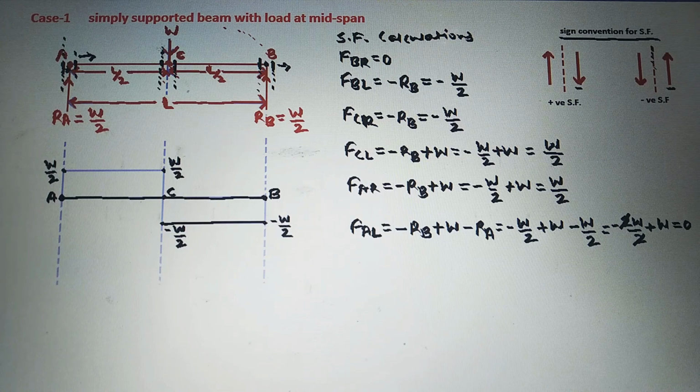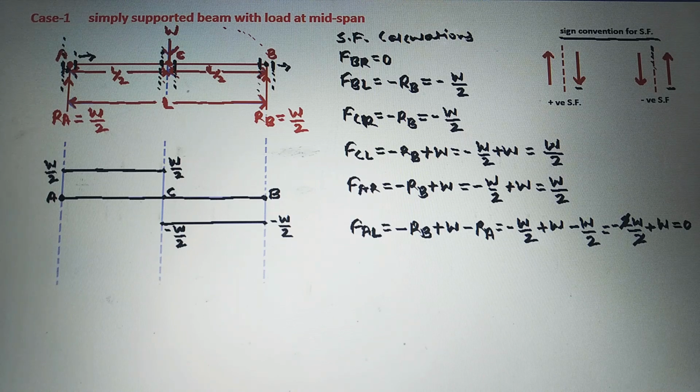Next we will join shear force left of C and right of A. Left of C plus W by 2, right of A plus W by 2. There is no loading between A and C, so the shear force diagram will be a horizontal straight line. So plus W by 2 and plus W by 2 will be joined with a horizontal straight line.